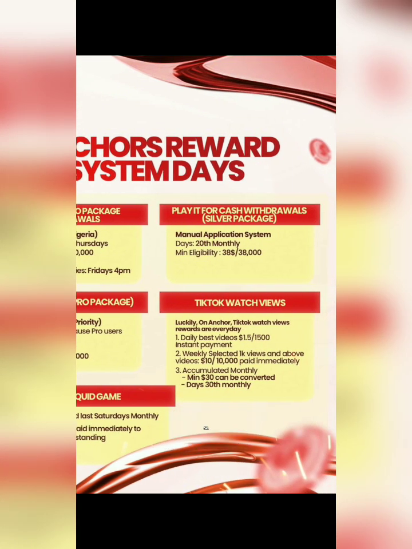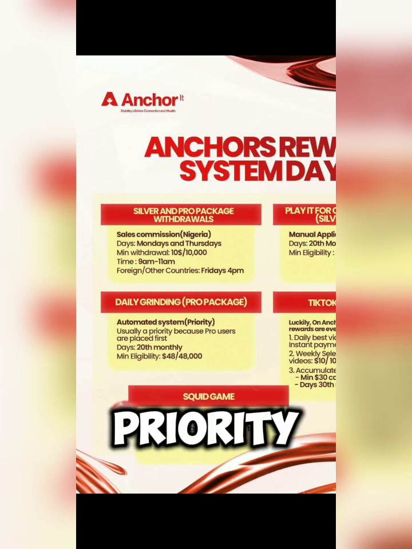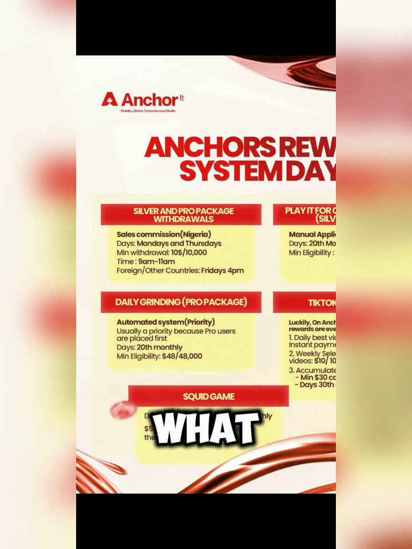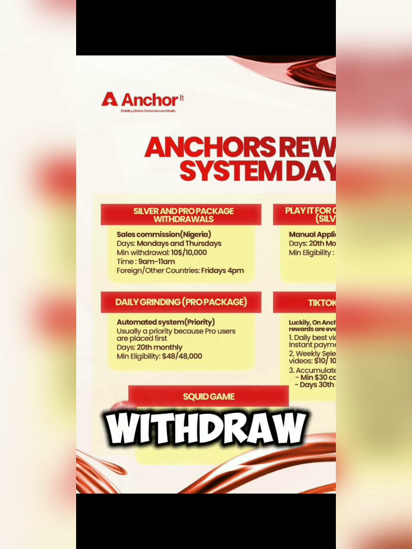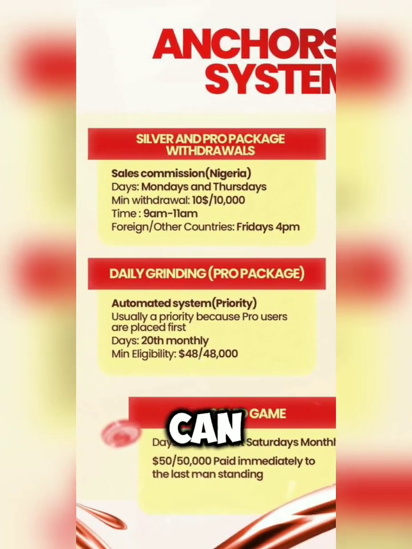Now you can see the second package, daily grinding pro package, you say automated system priority, usually a priority because pro users are placed first. You see why you need to register as a pro user rather than a silver user. This is what you stand to gain. And for the pro users, your ACH cash you can withdraw once it gets to $48, and you can only withdraw it, just like I said, on the 20th of every month. That is when you can withdraw it.